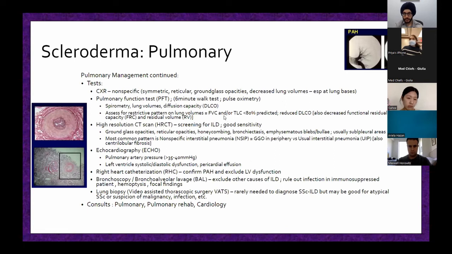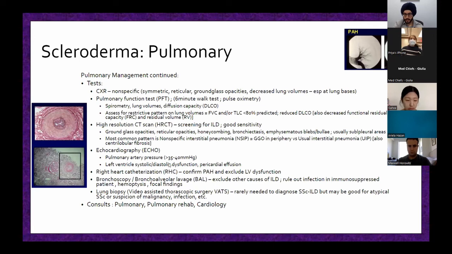So the two key tests, if I were to say what you want to order and look for, would be a PFT and HRCT. The presentations on HRCT are varied, from ground-glass opacities to emphysema to honeycombing. It can be either a nonspecific interstitial pneumonia, NSIP, pattern, or a usual interstitial pneumonia, UIP, pattern. So it might not be too clear, but that's what the pulmonologist can help with.